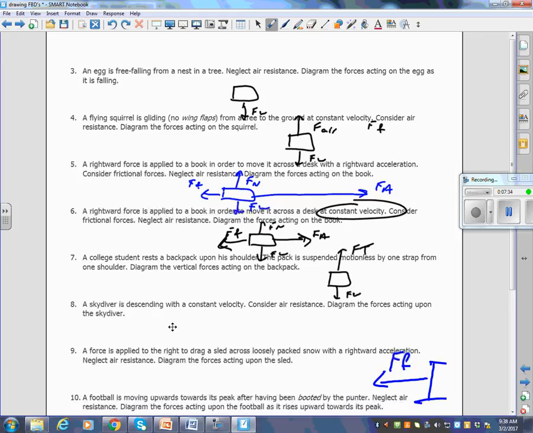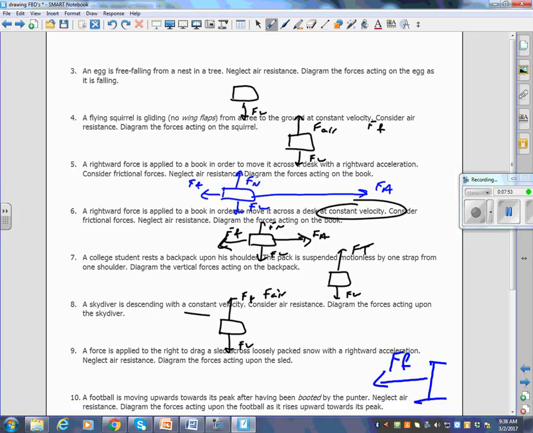A skydiver is descending with a constant velocity. Consider air resistance. Diagram the force acting on the skydiver. Again, weight force. You'd have friction force or air resistance, whatever you want to call it, and they would be equal because he's falling at a constant velocity.